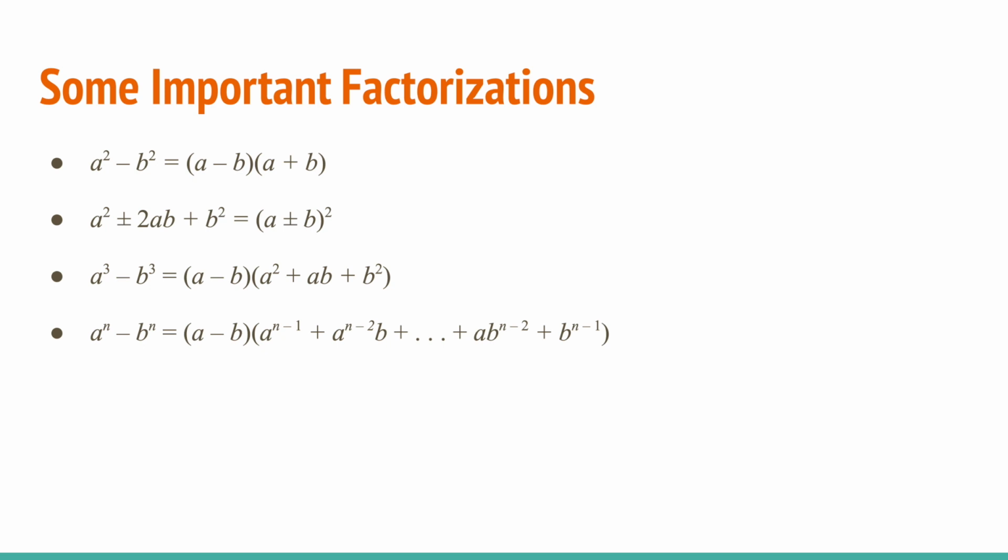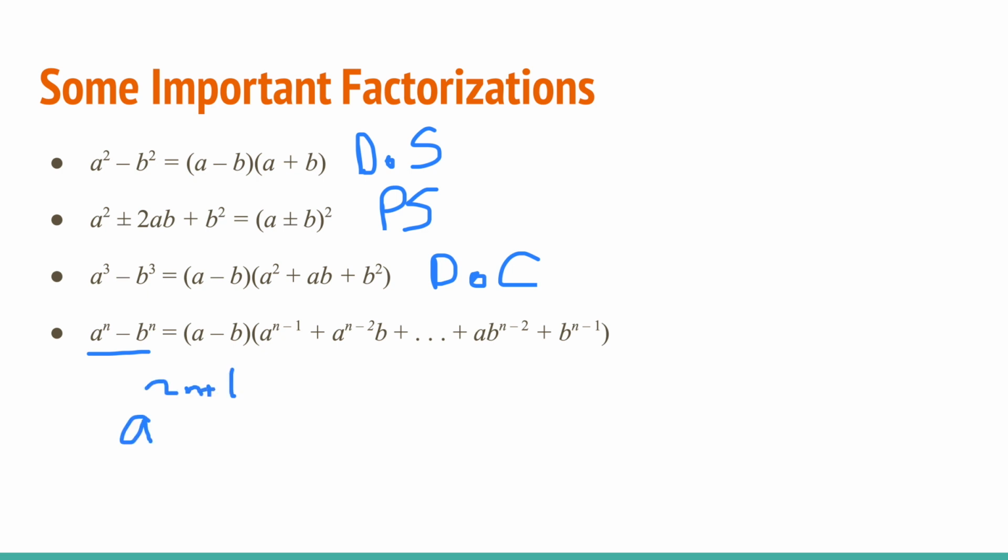The first one is the difference of squares formula. The second one is the perfect square formula. The third one is the difference of cubes formula, and this will probably be helpful in our situation. The final one is the general formula for differences. See if from this formula you can find the formula for a to the 2n plus 1 plus b to the 2n plus 1. Does this work for even numbers?